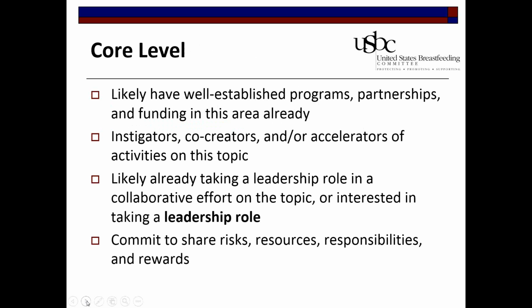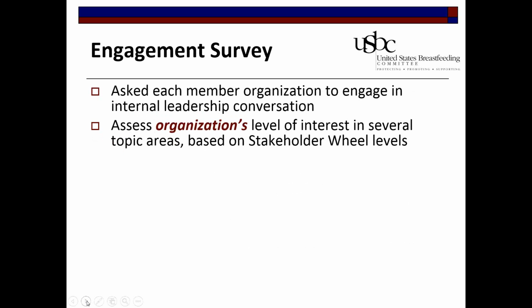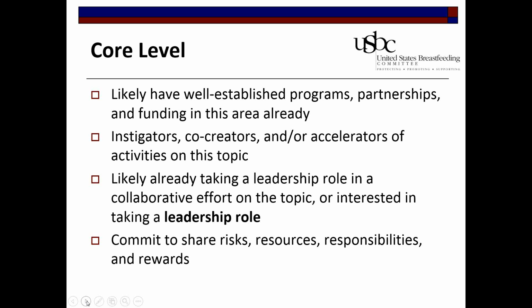There are 4 levels of engagement that you would have been able to see here in the graphic: core, involved, supportive, and peripheral. So I'll just show you a bit about each. The core level would be organizations or coalitions that might already have well-established programs or funding. They might already be taking a leadership role or be interested in a leadership role, and they would commit at the core level to sharing risks, resources, rewards, and responsibilities. So this is the top level of engagement, and really being a leader and committing to share in the collaborative effort, both good and bad.